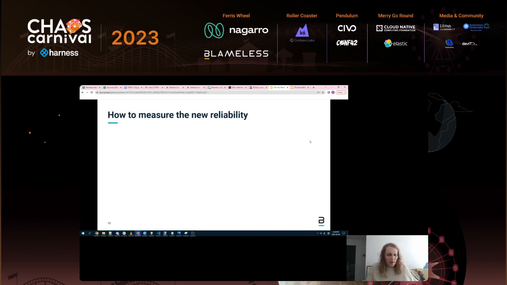So we've mentioned before that one of the goals of any good definition of reliability is that it's something that should be measurable. You should be able to track it over time. You should be able to see how your changes are affecting it and know that you're heading in the right direction.